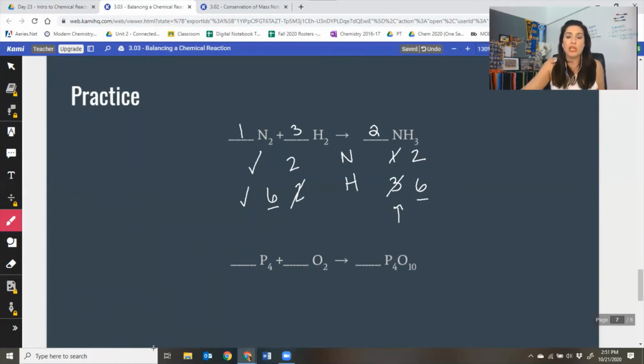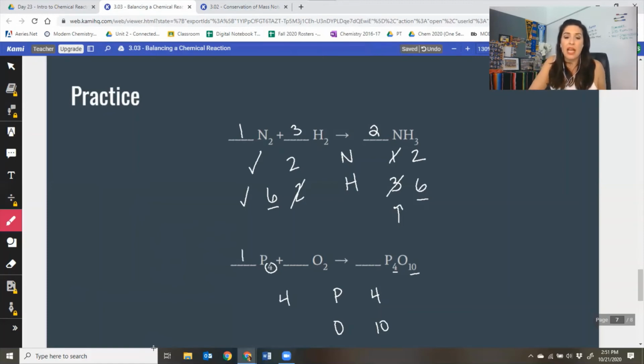Okay, let's do one more together and then we can try some on our own. Here, remember my tip, always start with a more complex molecule. So I am going to start with the molecule that is a product. I see that there are 4 phosphorus atoms and 10 oxygen atoms there. Moving over to this side, I see that I have 4 phosphorus atoms. So that looks pretty good. It looks like phosphorus is balanced.